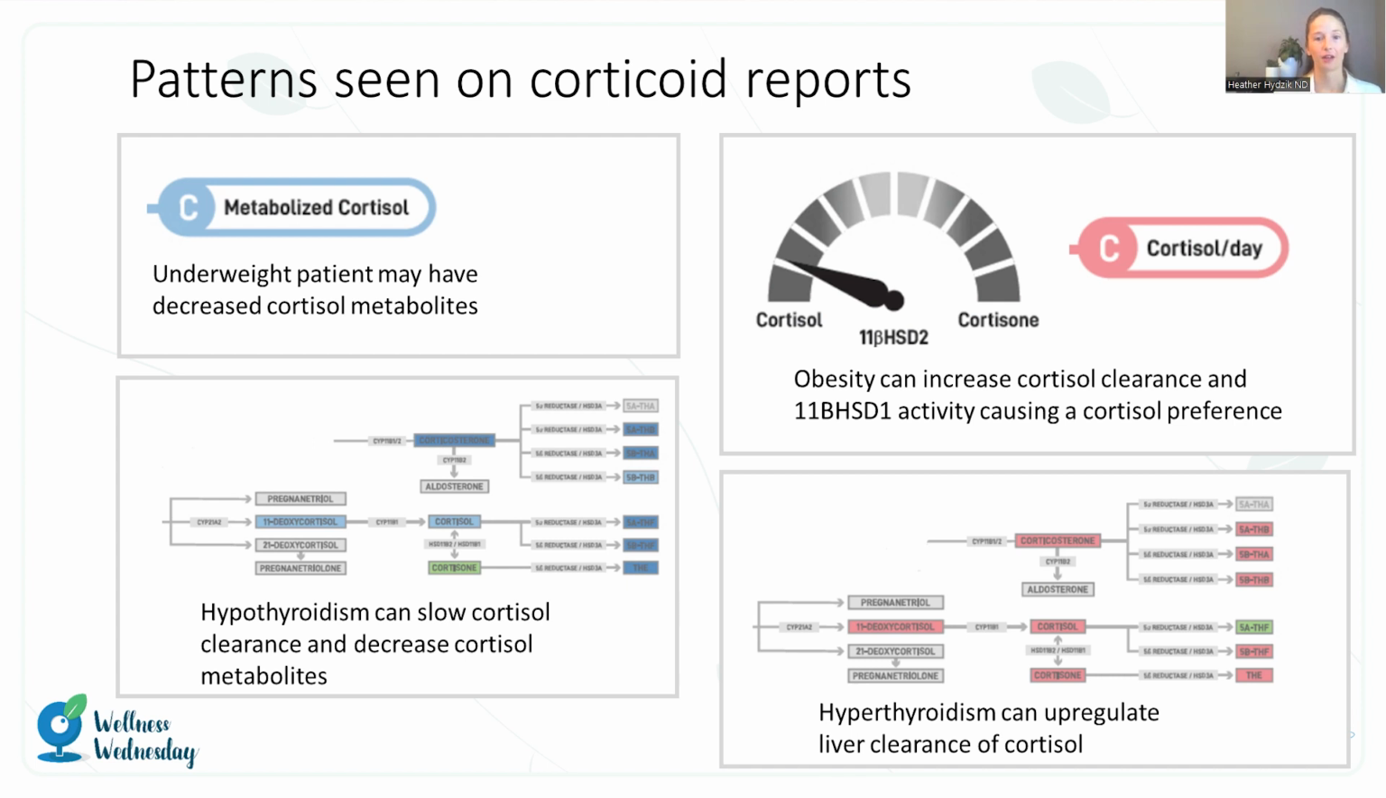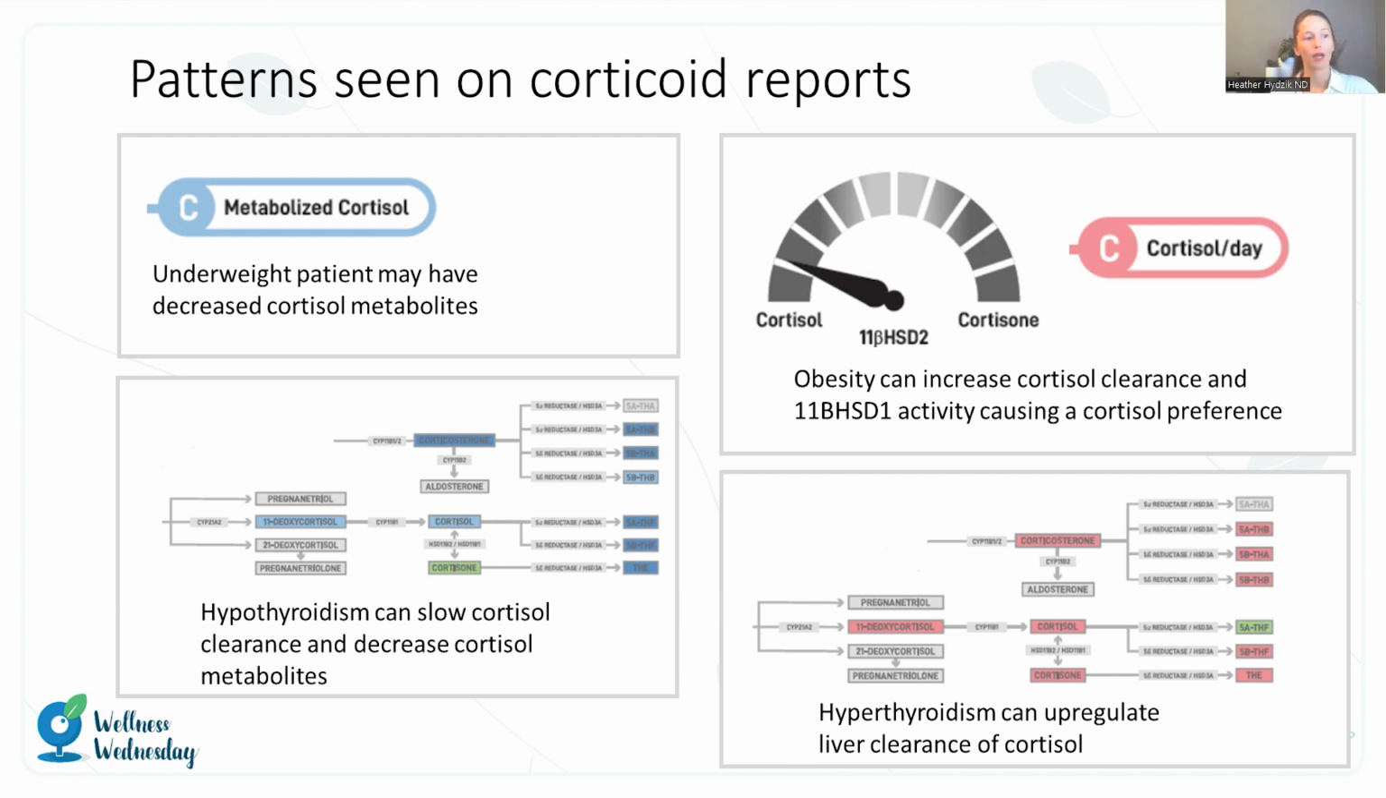Okay, these are some patterns I found on corticoid reports that you might see in your patients. Underweight patients may have decreased cortisol metabolites. So I had a report from someone whose BMI was under 18 and the metabolized cortisol was suboptimal. On the bottom left, hypothyroidism can slow cortisol clearance and decrease the cortisol metabolites. So almost everything was low there.